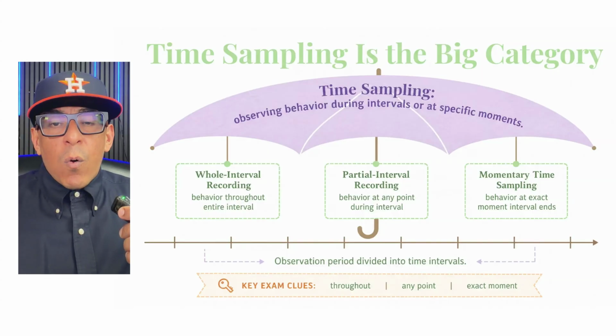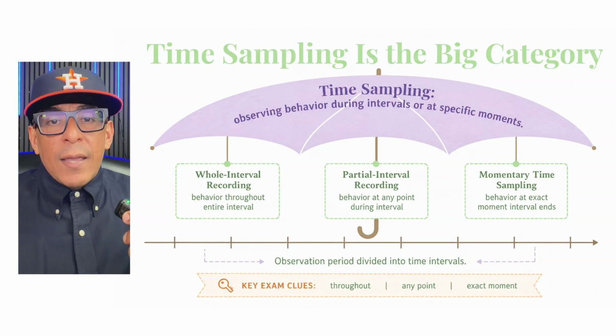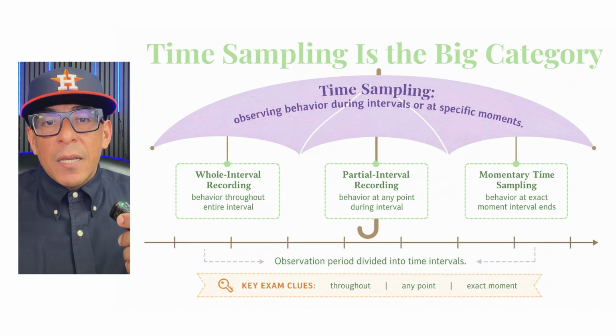Whole interval recording asks whether the behavior occurred throughout the whole interval. Partial interval recording asks whether the behavior occurred at any point during the interval. Momentary time sampling asks whether the behavior is occurring at the specific moment the interval ends. On the exam, the words throughout, at any point, and exact moment are the big clues.